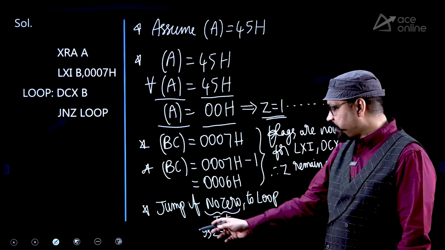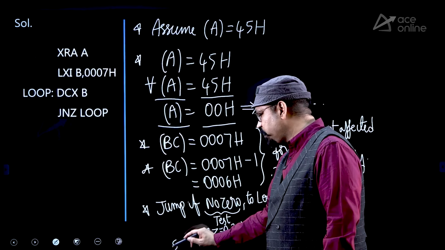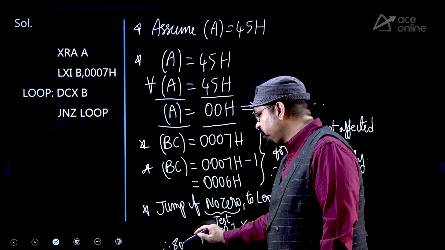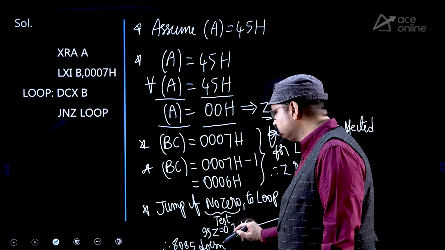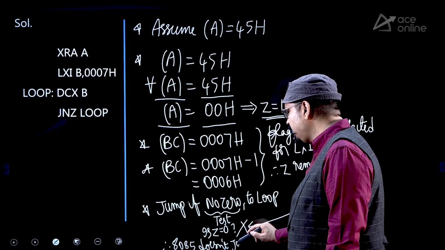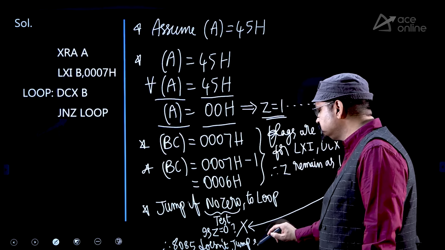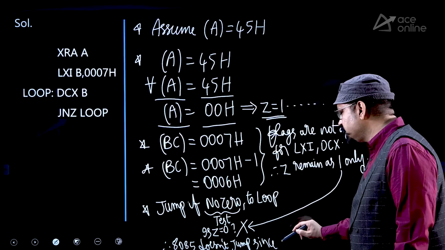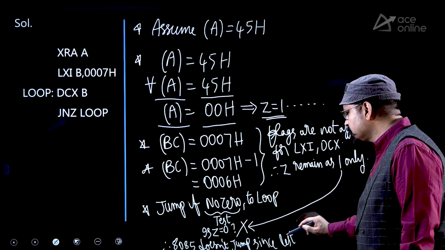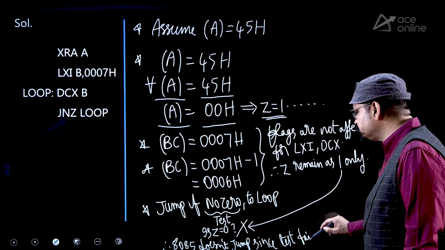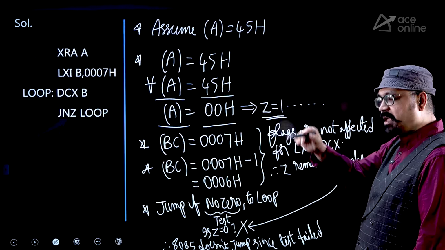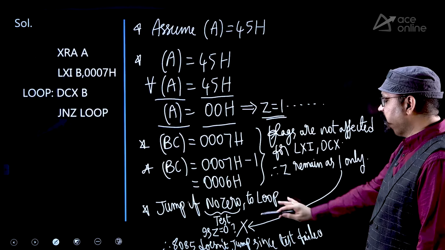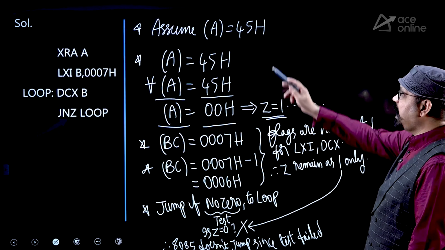8085 is not going to jump. I don't have space here to write. Okay, let me do. Therefore, 8085, no jump. Why? Since test failed. First time itself test failed. If test passes, it will jump. Again decrement. That's what happens in DCR. Anyway, here test failed since the zero flag is 1 as set in the beginning.